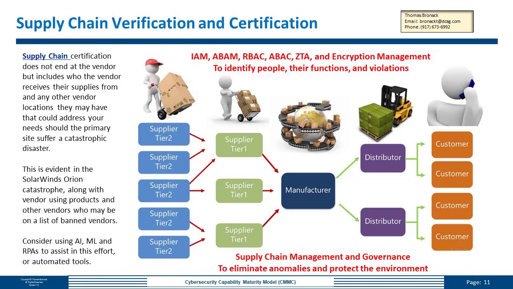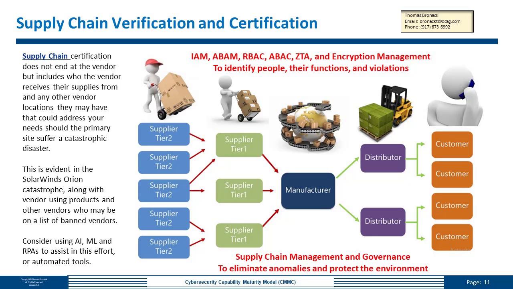Supply chain verification and certification. Supply chain certification does not end at the vendor but includes who the vendor receives their supplies from and any other vendor locations they may have. That could impact your needs should the primary or secondary site suffer a catastrophic disaster. This is evident in the SolarWinds Orion catastrophe, along with vendor using products and other vendors who may be on a list of banned vendors. Consider using artificial intelligence, machine learning and robotic process automation products to assist in this effort, or automated tools.